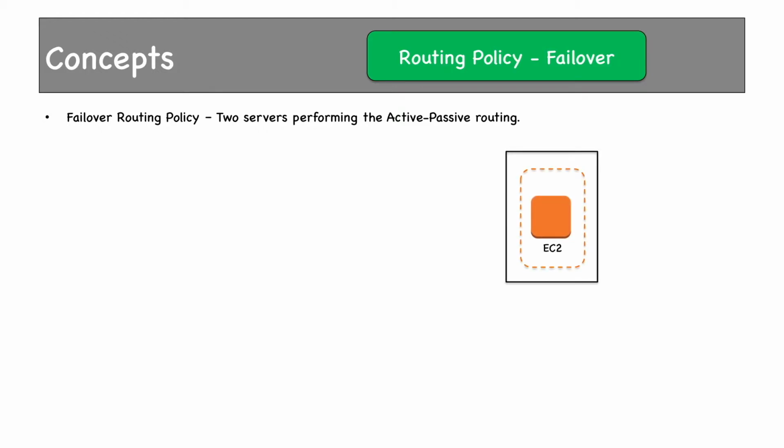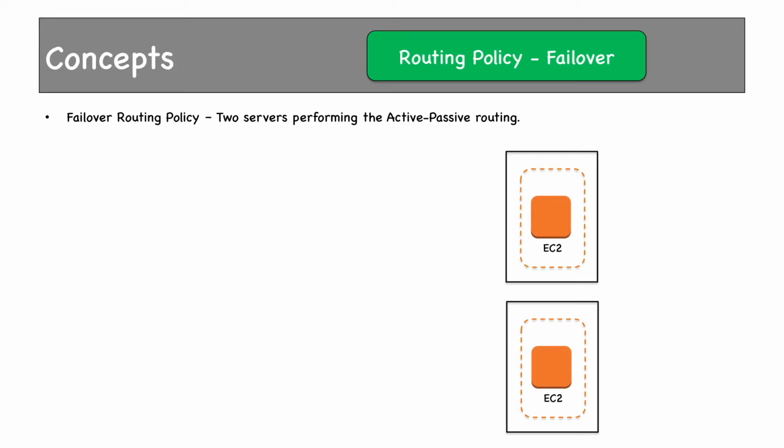Say this is our primary server and this is our secondary server. Traffic will always be directed to the primary server. If the primary server goes down, traffic will be redirected to the standby server. When the primary server comes back up, traffic will be sent back to the primary again.